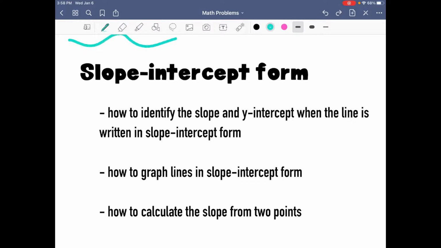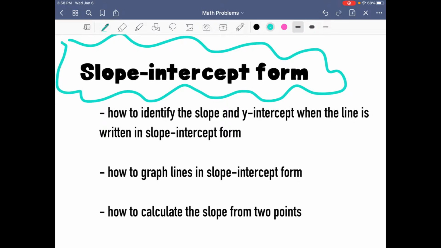This video is focusing on slope-intercept form. We'll learn how to identify the slope and the y-intercept when the line is written in slope-intercept form, how to graph lines in slope-intercept form, and how to calculate the slope from 2 points.